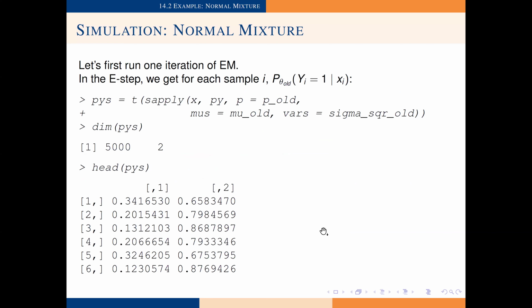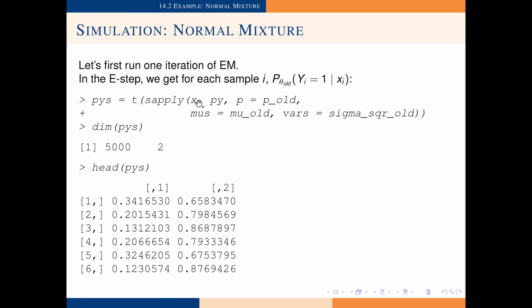So let's run one iteration of the EM algorithm first. In the E step, we want to get the Q function, which is essentially the expectation of the log likelihood given the conditional distribution of y given x and theta old. Essentially, what we need to get in the E step is the p theta old for each of the I observations. So what we can do is to apply over all of the x's.